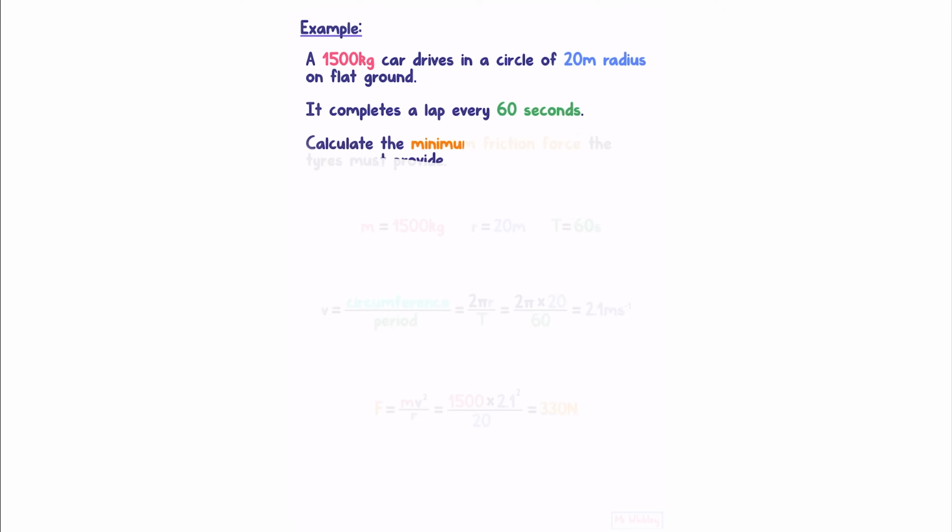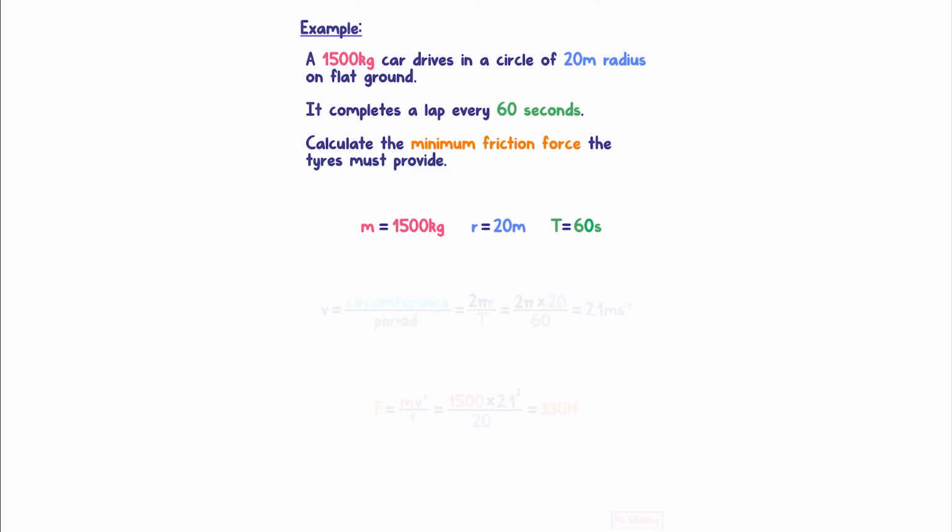A 1500 kilogram car drives in a circle of 20 meter radius on flat ground. It completes a lap every 60 seconds. Calculate the minimum friction force the tires must provide. Our mass is 1500 kilograms, our radius is 20, and our period is 60 seconds.